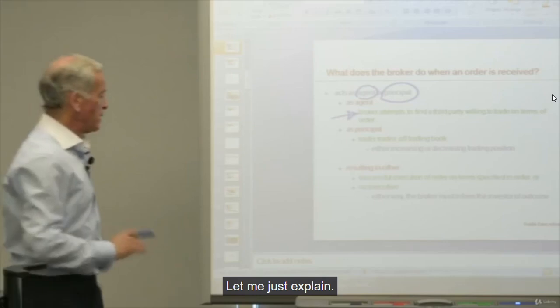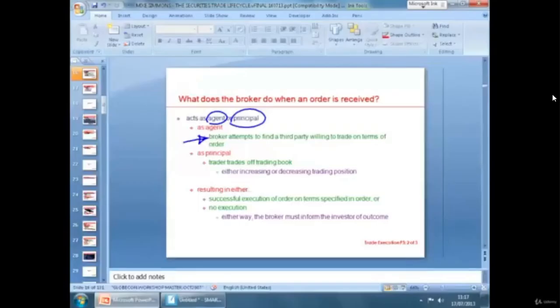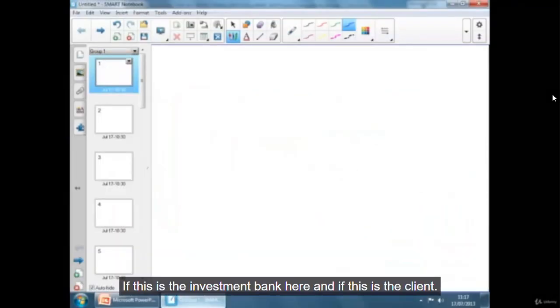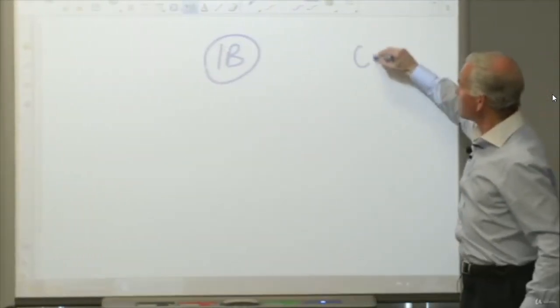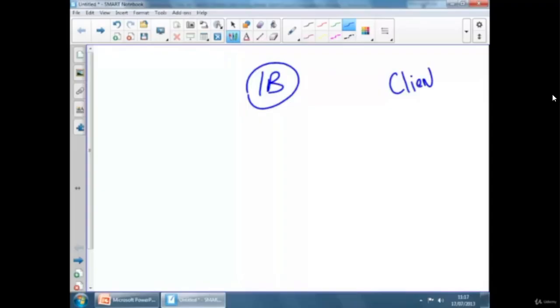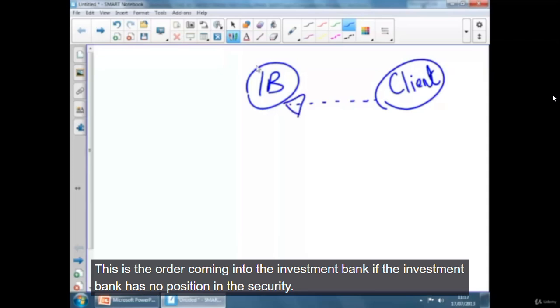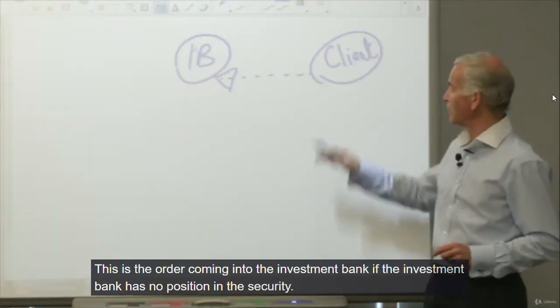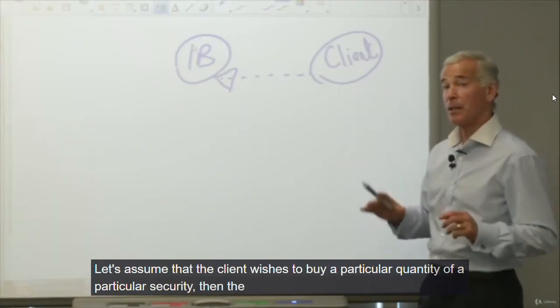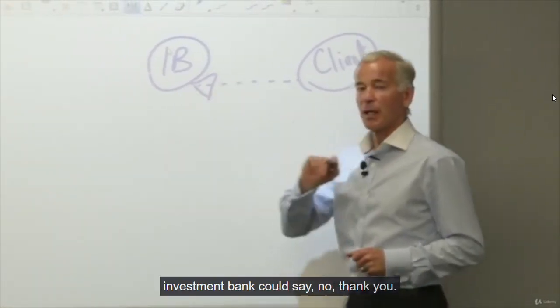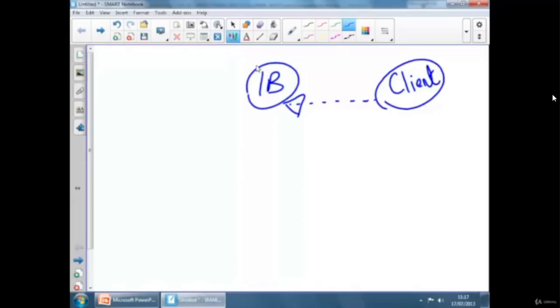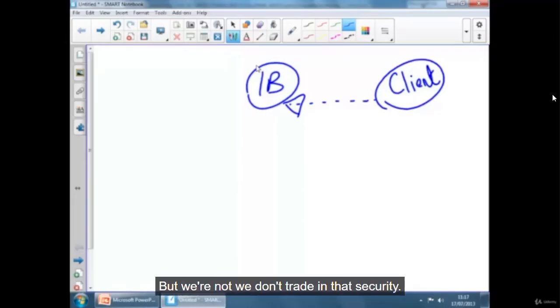Let me just explain. If this is the investment bank here, and if this is the client that's placing the order, this is the order coming into the investment bank. If the investment bank has no position in the security, let's assume that the client wishes to buy a particular quantity of a particular security, then the investment bank could say, no thank you, thanks for your order, but we don't trade in that security.